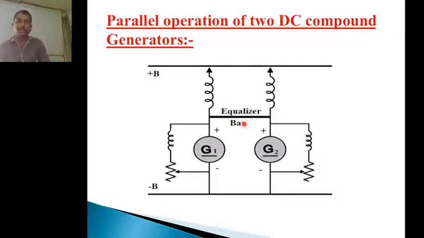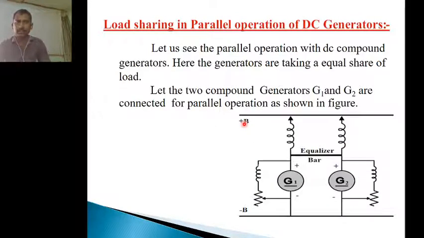In order to identify the problem I mentioned, let us go to one topic: load sharing in the parallel operation. For a reliable operation explanation, I consider two DC compound generators. How do we say these are DC compound generators? DC compound generators consist of two windings, the field winding and the series winding. So here we have one series winding and the field winding. Such DC generators are connected in parallel.